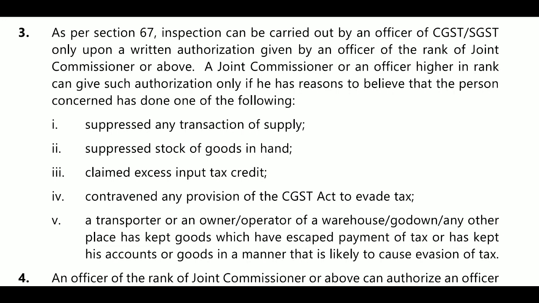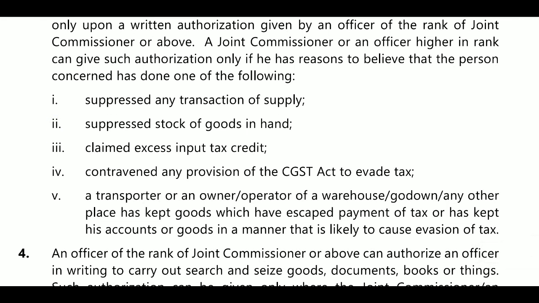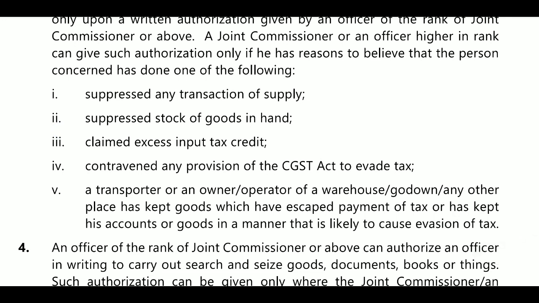The Joint Commissioner or an officer higher in rank can give such authorization only if he has reason to believe that the person concerned has done one of the following: suppressed any transaction of supply, or suppressed stock of goods in hand. So if he suppressed any transactions or stock of goods, then inspection is ordered and the officer will inspect the books of accounts.